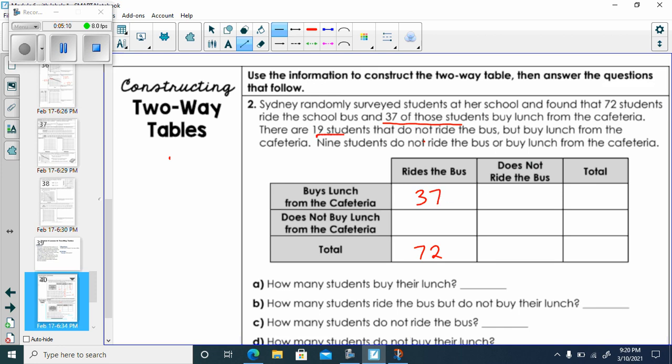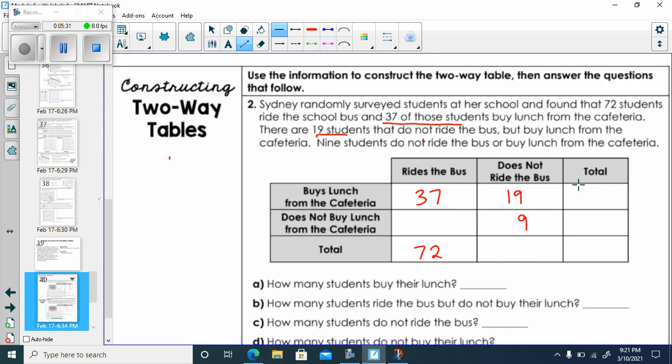There are 19 students that do not ride the bus but buy lunch from the cafeteria. Doesn't ride the bus but buys lunch from the cafeteria. That would be 19. And 9 students do not ride the bus or buy lunch. Doesn't ride the bus, doesn't buy lunch. That would be 9 of them, okay?